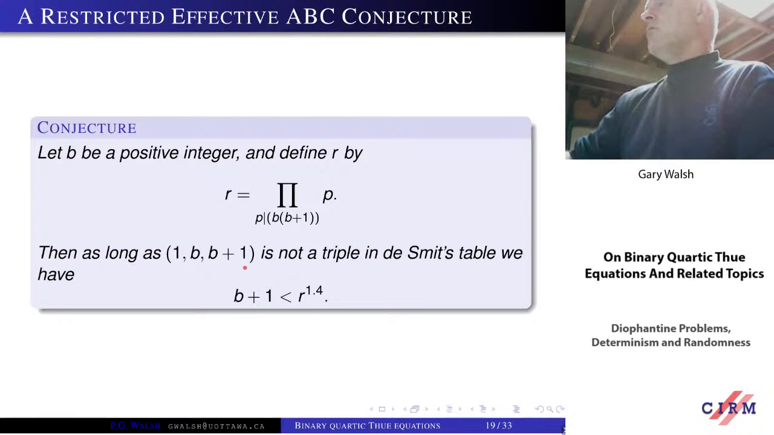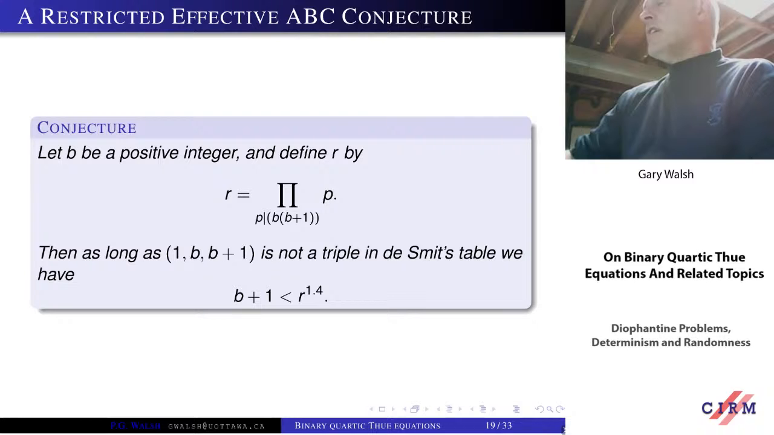And I'm going to be even more ruthless than Brauken. I'm going to change 1.5 to 1.4. And this is my effective version of the ABC conjecture that I'm going to use for the problem that we're looking at. So here B is a positive integer, R is the radical of B times B plus 1. Then as long as this triple is not in Desmet's table, we always have B plus 1 smaller than the radical to the power of 1.4.